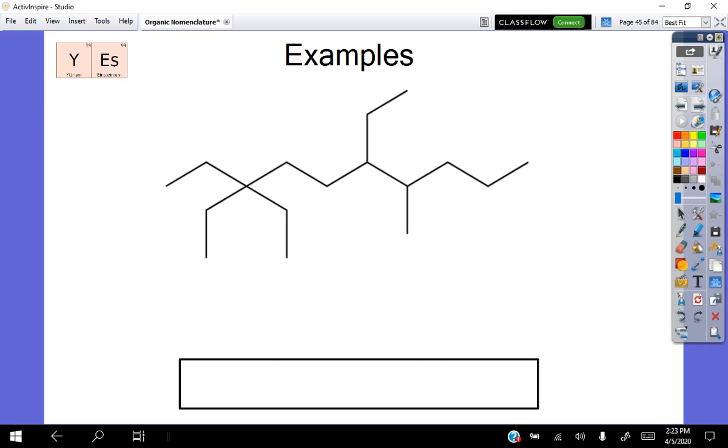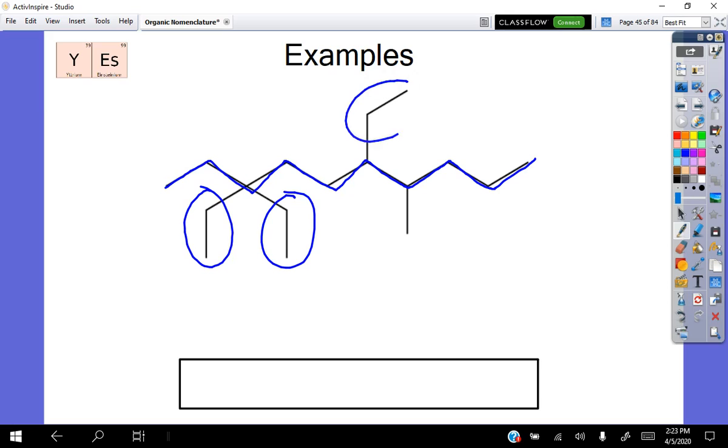Here's another example dealing with bond line structure. We're going to have to find the longest possible chain here. So the longest possible chain, I think, still is this one that goes through the center. And when I go that direction, I end up with 4 substituents. I have a substituent here, here, here, and here. This is a 1, 2, 3, 4, 5, 6, 7, 8, 9, 10 carbon parent chain. 10 carbons tells me this is decane. Oops, spell. This is decane.